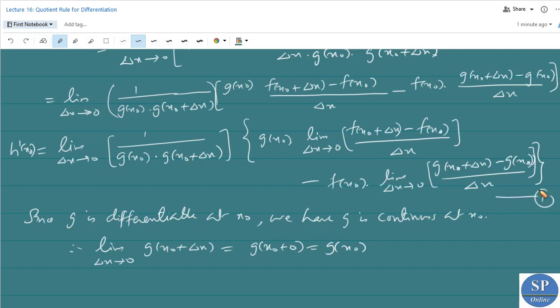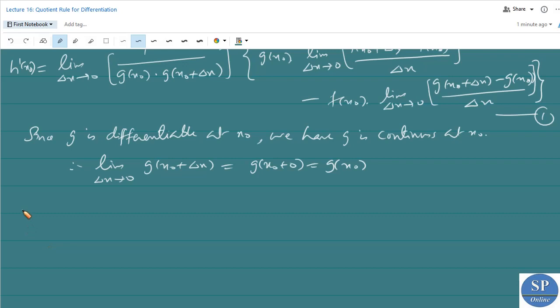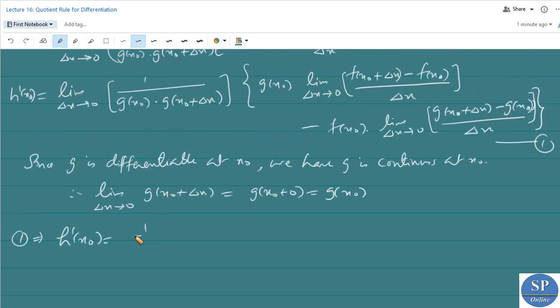So from this equation we have h dash of x naught is equal to, we have limit delta x tends to 0, g of x naught plus delta x is g of x naught. So limit of this is g of x naught. So we have 1 by g of x naught into g of x naught into, here we have g of x naught into, this limit is nothing but f dash of x naught. So f dash of x naught.